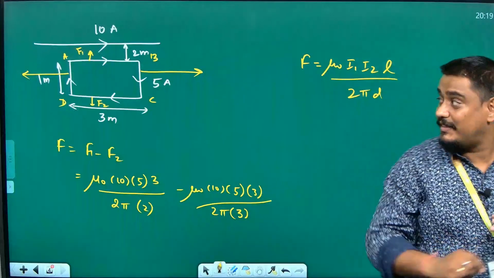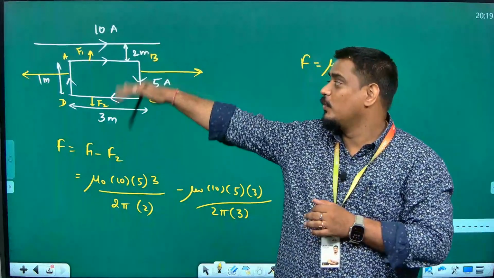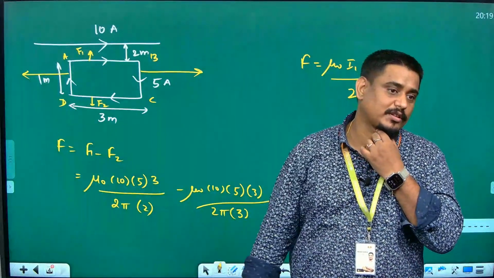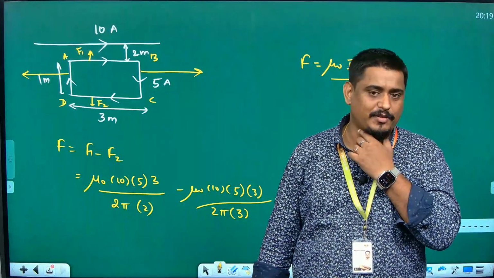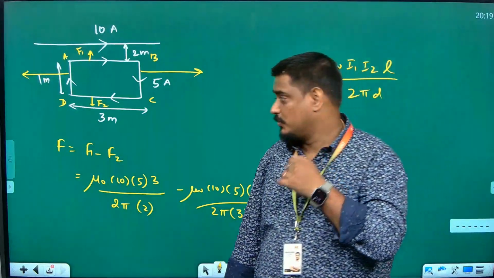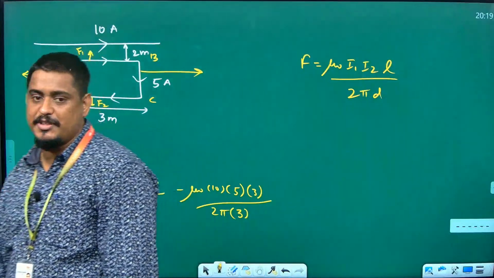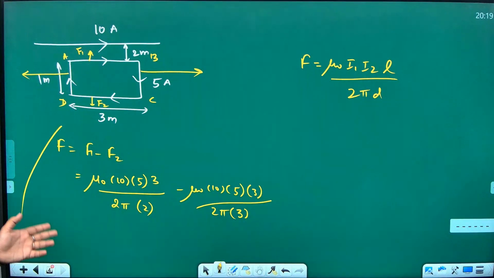But these two will have a net force on it. Are you getting my point, what I am trying to say? So, this kind of questions are coming in the board examination. If you see the previous year questions, there are quite a good number of questions coming from here. Are you understanding my point?